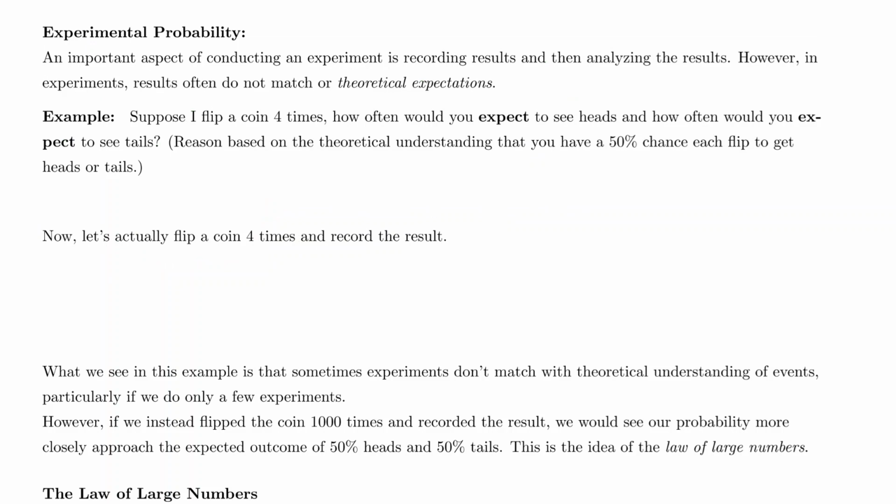Experimental probability, also called empirical probability, is essentially calculating a probability from an experiment. An important aspect of conducting an experiment is recording the results, then analyzing them. However, in experiments, results often do not match the theoretical expectations. So let's look at an example. Suppose I flip a coin 4 times. How often would you expect, focus on this word expect, to see heads, and how often would you expect to see tails? Reason based on the theoretical understanding that you have a 50% chance to get heads or tails.